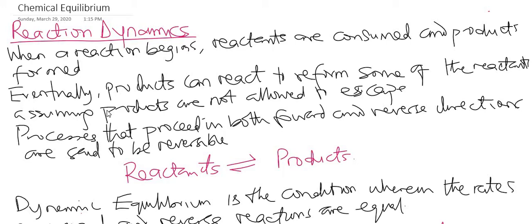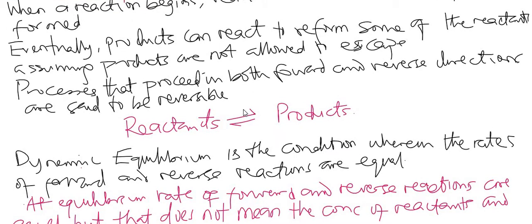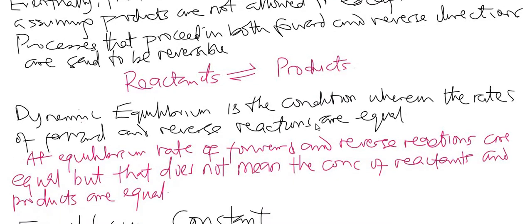Reaction dynamics. When a reaction begins, reactants are consumed and products are formed. Eventually, the products can react to reform some of the reactants, assuming products are not allowed to escape. Processes that proceed in both forward and reverse directions are said to be reversible. Dynamic equilibrium is a condition wherein the rates of forward and reverse reaction are equal.